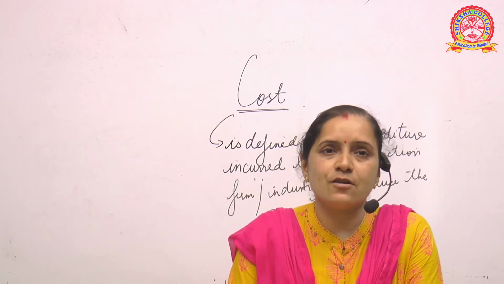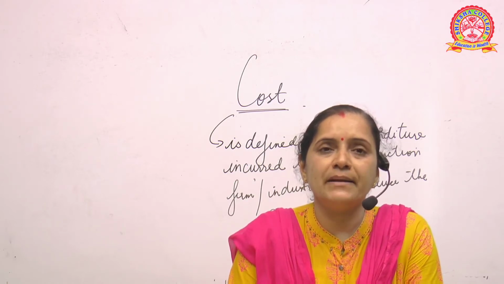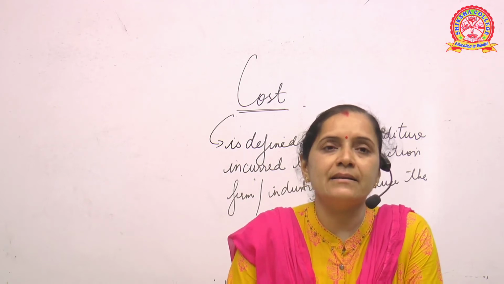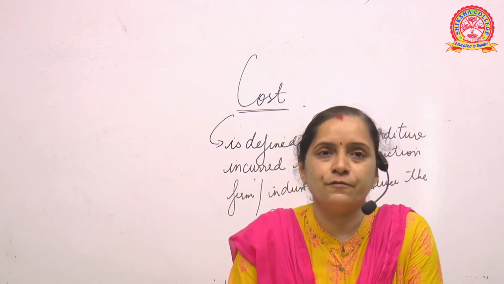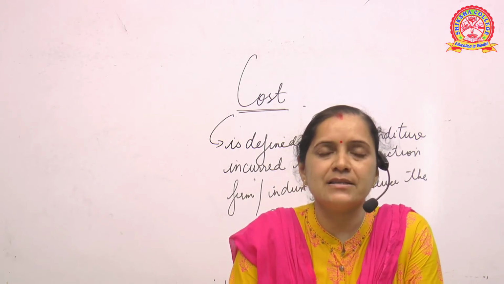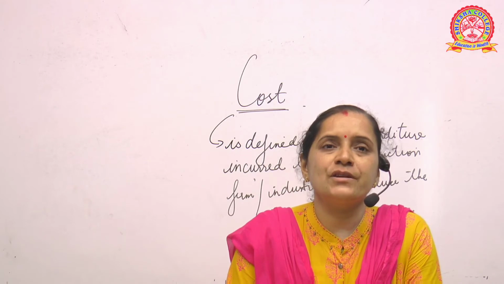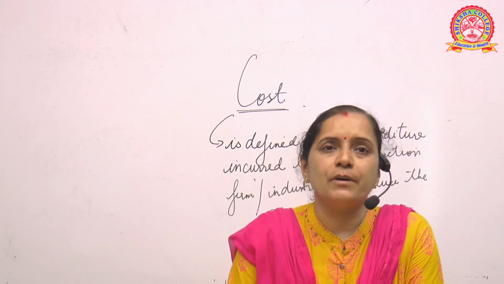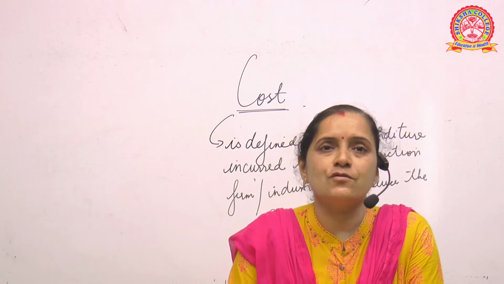So what is cost? Cost is defined as the expenditure. Please remember the word expenditure that is incurred by the industry or the firm to produce either goods or services. So any industry or firm which makes some kind of expenditure to produce goods or services, that expenditure is known as cost.